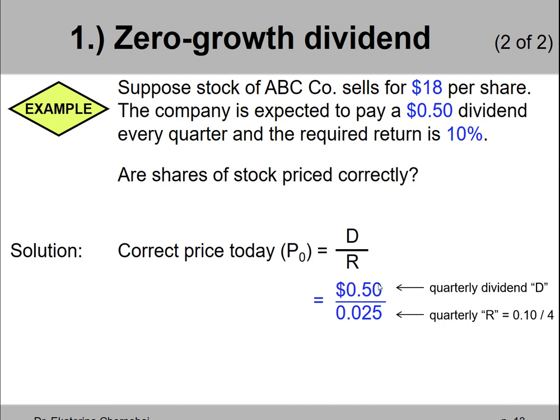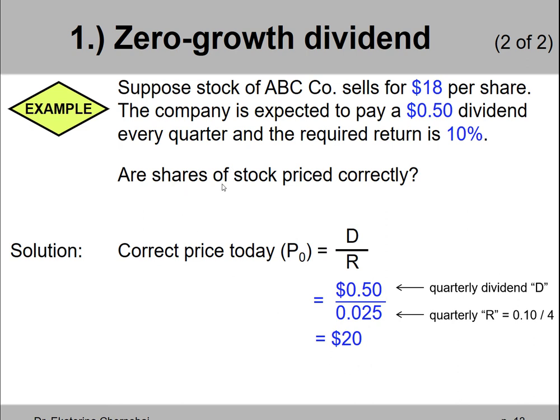One little trick here: because we are working with quarterly dividends, we also must use the quarterly interest rate in the denominator of the formula. If the required return is 10% per year, then we need to divide it by 4 to get the quarterly discount rate. So 10% per year divided by 4 quarters gives 2.5% quarterly rate of return. So we get 50 cents divided by 0.025, and that gives $20.